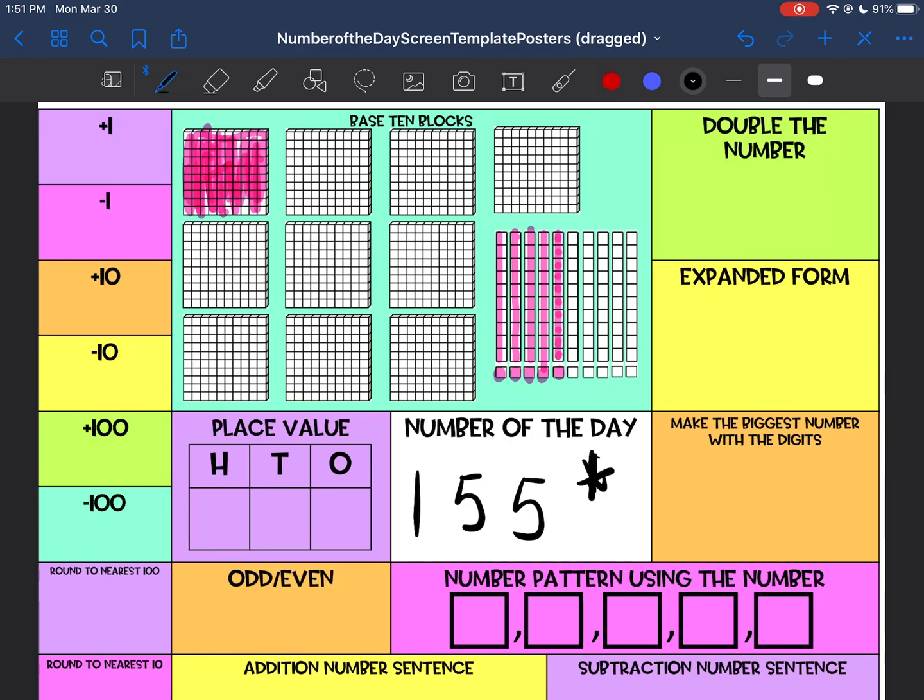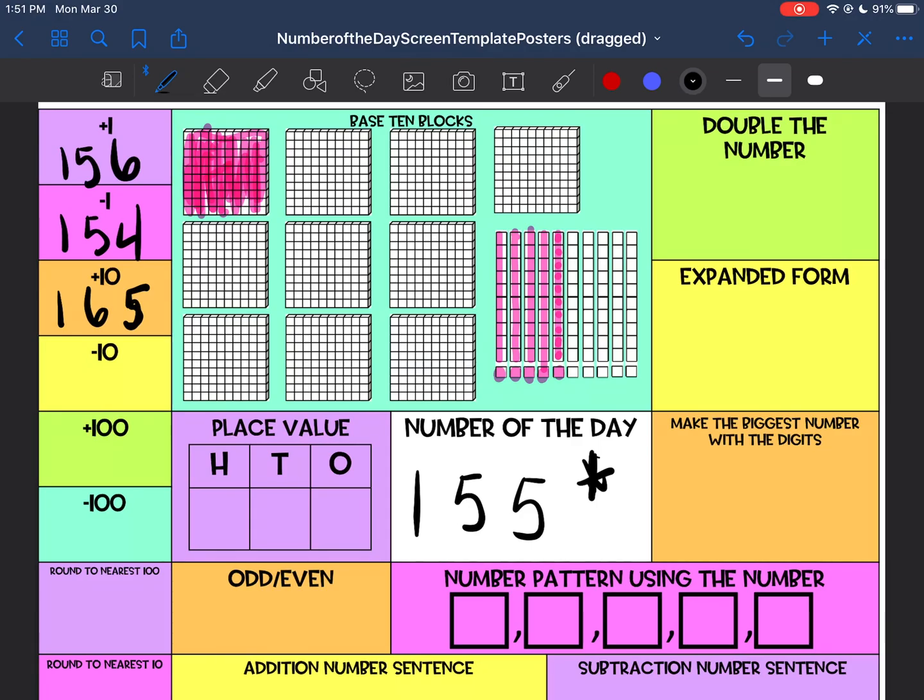Now, I'm going to complete all of these tasks on the screen. In your notebook, you're going to write them each out, and I'll give you an example of what you need to do. I'm going to start over here on the side. 155. What is 1 more than 155? In other words, what happens when I add 1 to 155? I get 156. What is 1 less than 155? I'm going to take 1 away. 154. What is 10 more than 155? 165. I added 10 more to the number of the day.